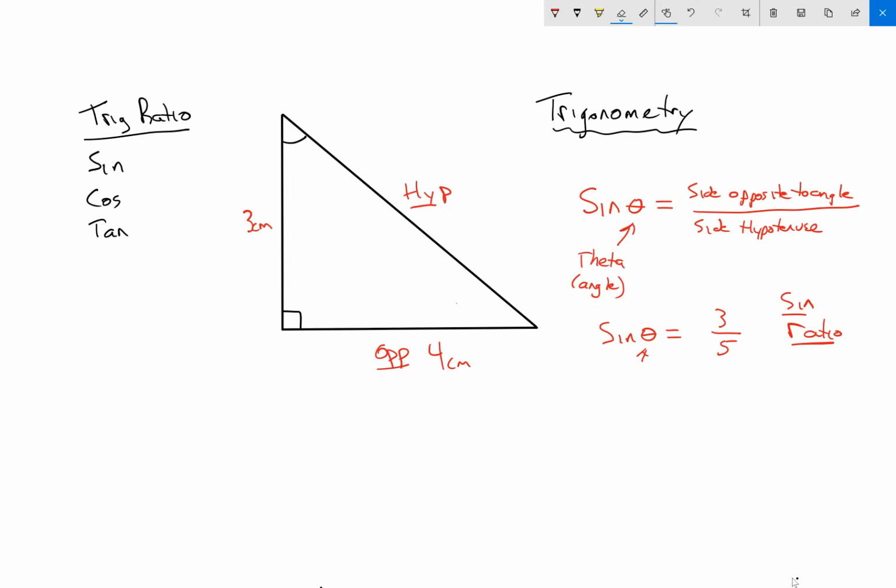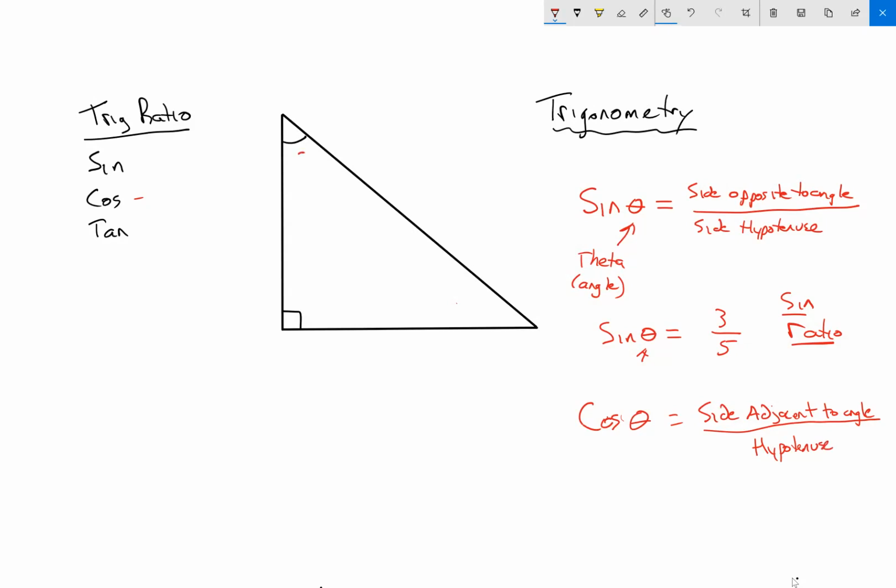We're going to talk not only about sine, we're going to talk about cosine as well in this lesson, okay? So let's talk about cosine of theta. The cos of theta, this is the second one that we're doing over here. That ratio is the side adjacent to the angle, divided by the hypotenuse.